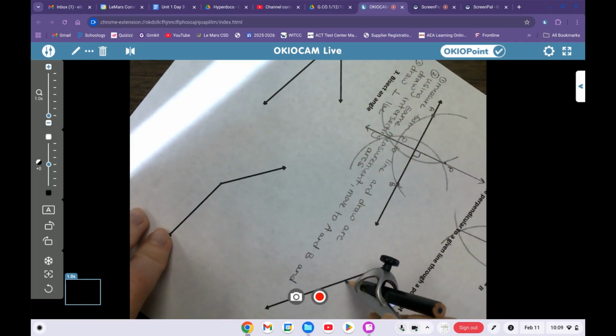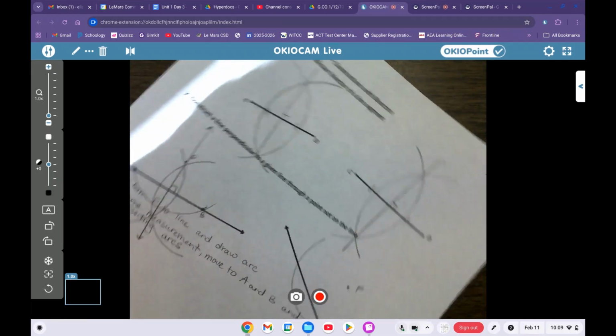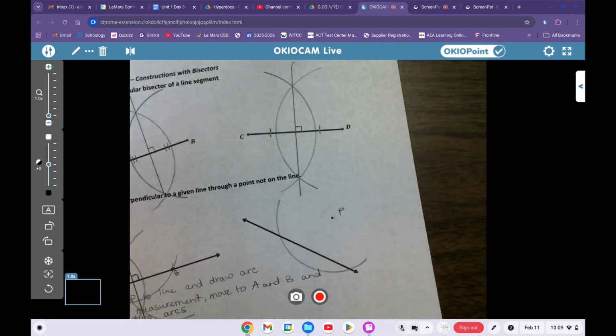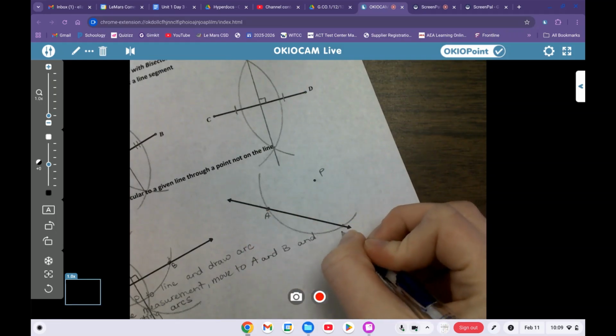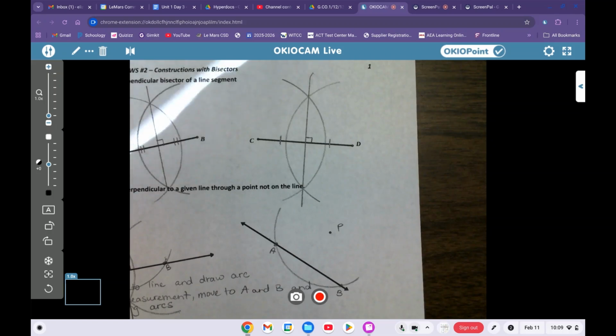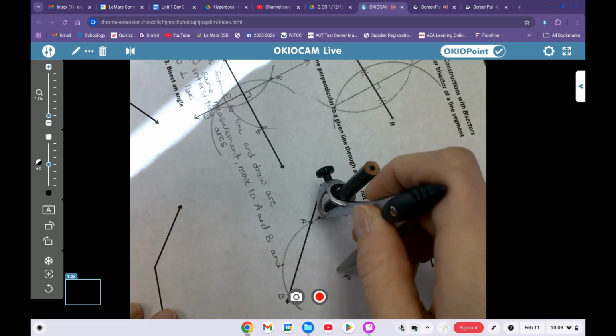I'm going to go a little bit shorter. Okay. Okay, set that down. We'll call this one A. We'll call this one B. Using that same measurement, I'm now going to go to these. I'm just going to double check that my compass didn't change.